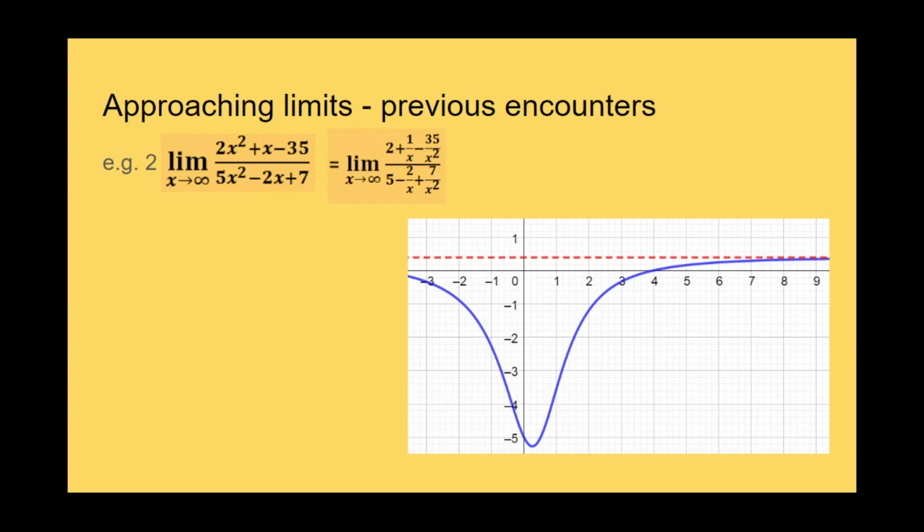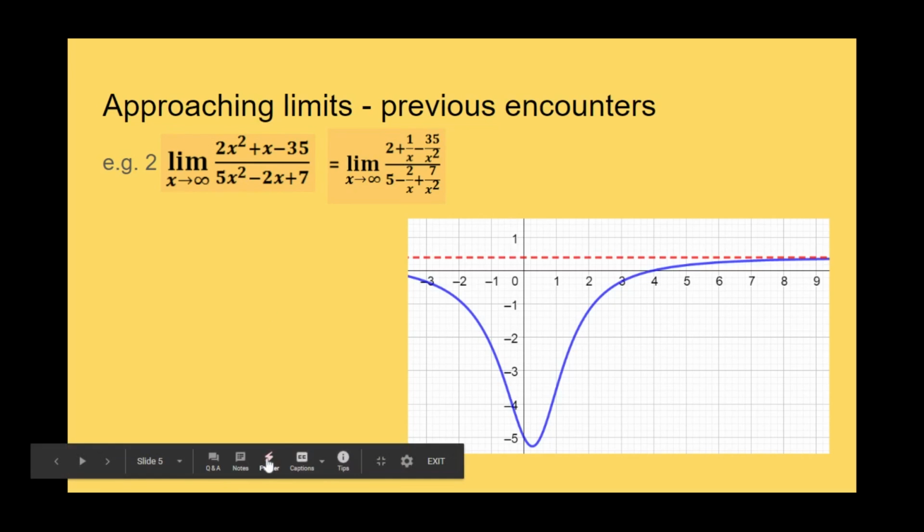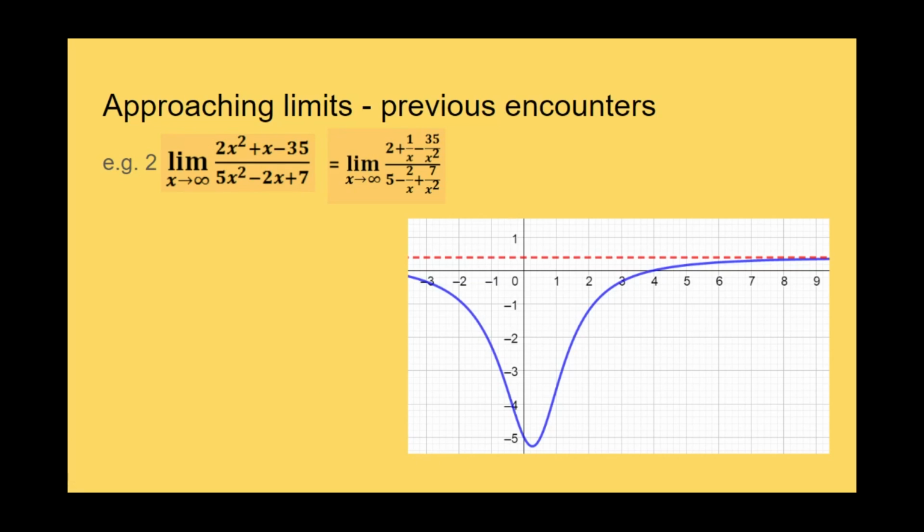What this means is any terms in that highest power, so here we've got our 2x squared and our 5x squared, that'll go to the 2 and the 5, but everything else is a fraction with x in the denominator, which means as x gets bigger and bigger, they will tend towards 0. Of course, that leaves us with 2/5.